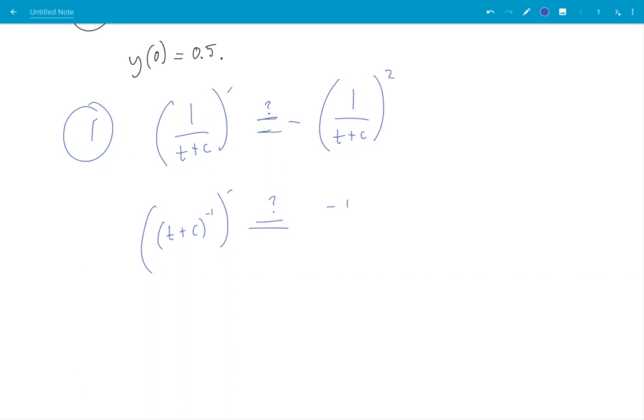Okay, so working out both sides, what do I get? On the left-hand side, I have a chain rule. I get the negative 1 comes down, t plus c to the minus 2. Chain rule doesn't do much, just times 1 on the outside. And I can see right now that this does indeed work.